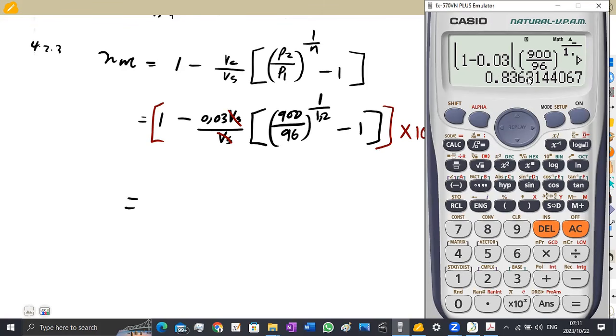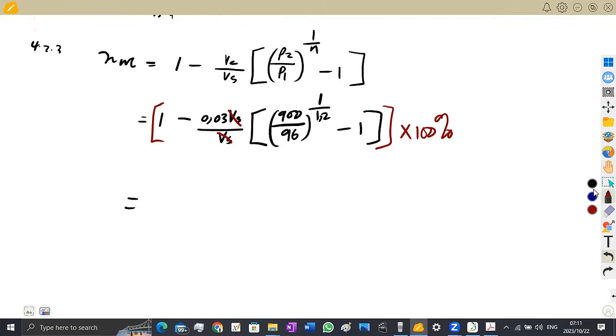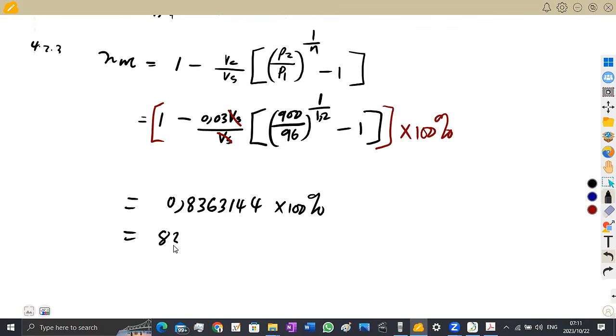Okay, so this is 0.8363 and so on. So you're going to have 0.836314 and so on. Remember that there is 100% there, so the answer that we are obtaining, we just multiply by 100%. So this will be 83.631%. All right, so that is going to be our volumetric efficiency in this case.